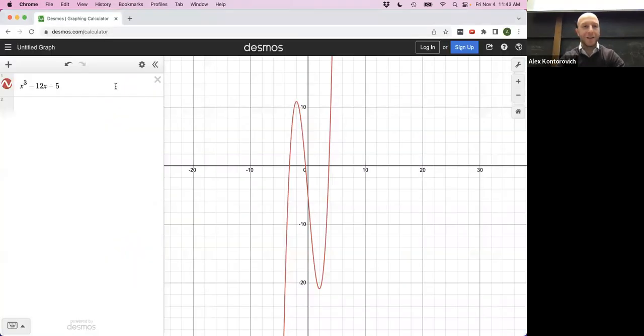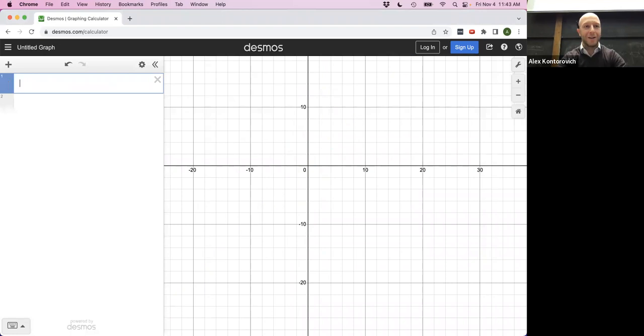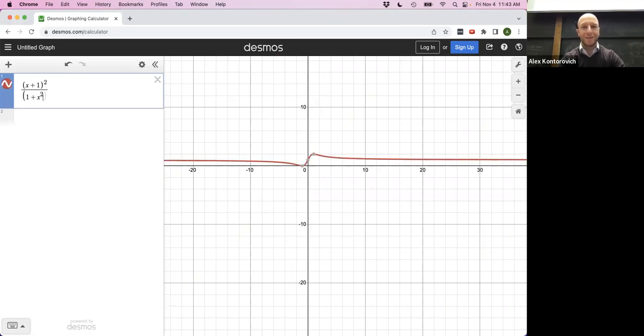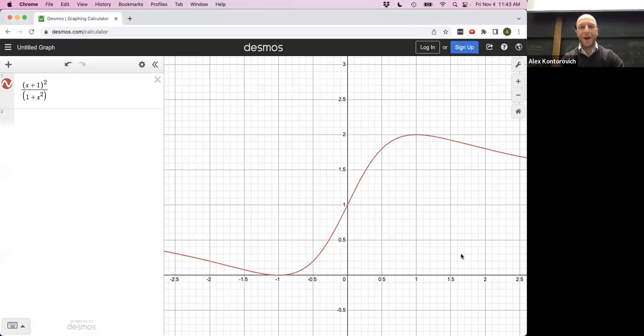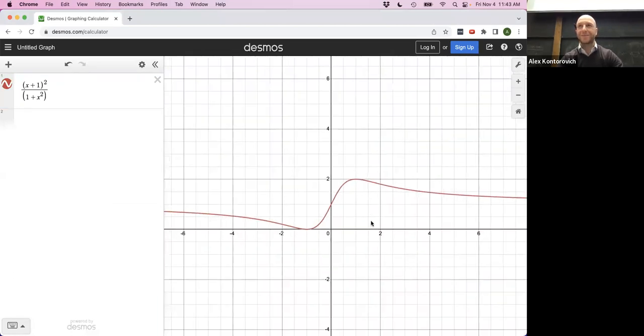Let's just see it, and then we're out of here. x plus 1 squared over 1 plus x squared. And there's the graph. Not bad. All right, guys, get some good practice with this.